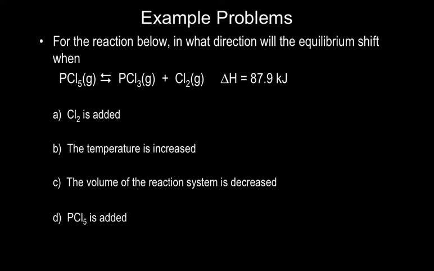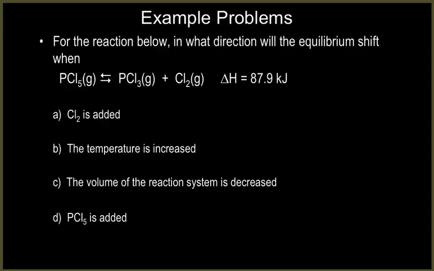Okay, so here's our reaction here. Again, it gives us the delta H value. So this is also an endothermic reaction. So I'm going to put heat over on this side so I know what to do with the temperature difference. Okay, so this one, first one, I'm adding Cl2. So if I add Cl2, it's going to shift away from that to use it up. So this is going to shift to the left. Next one, increase the temperature. So I'm adding heat. So if I add heat, it's going to shift away to use it up. So it's going to shift to the right.